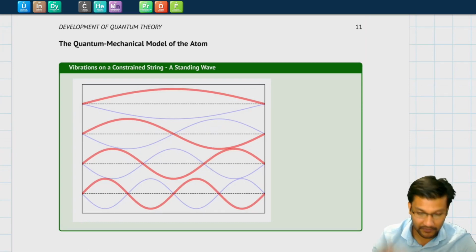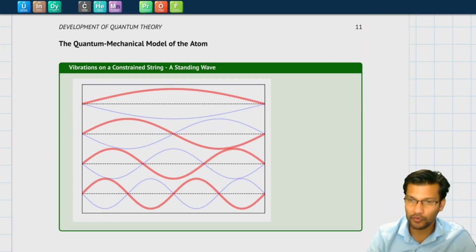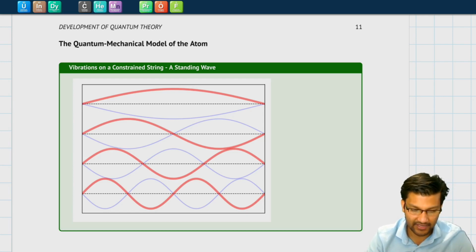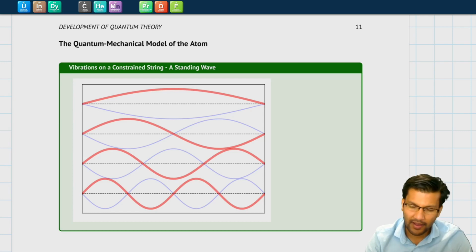Let's get started. So far we talked about how the electron moves as a wave when it's inside of an atom, and this explains, for example, line spectrum. Let's go into a little bit more detail about what we can learn from describing electrons as waves.